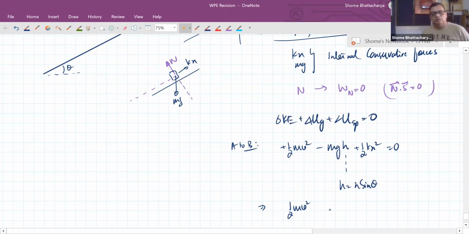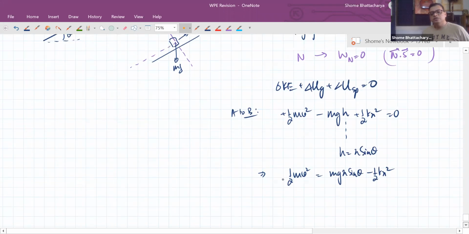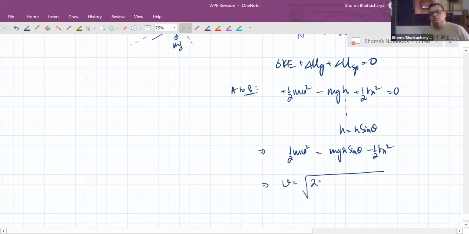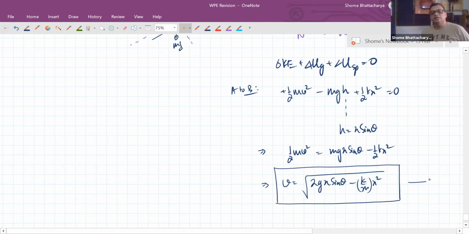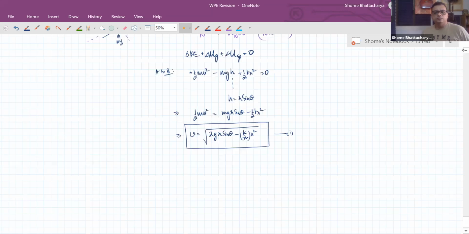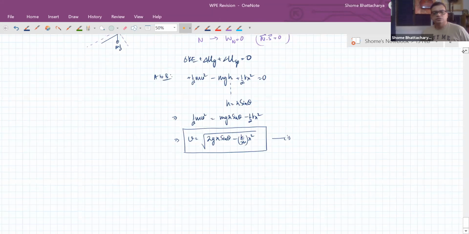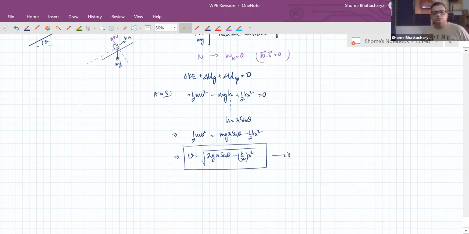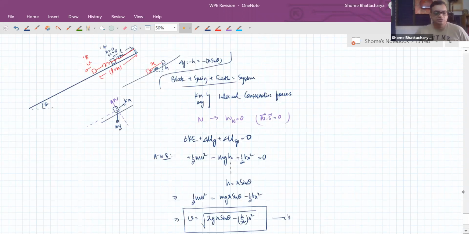half mv square is equal to mgx sine theta minus half kx square. Or we can substitute v as square root of 2gx sine theta minus k by m x square. So this becomes the answer to our first part. This is the speed v as a function of x. Okay, so this is the application of the work energy theorem. In this case, it becomes conservation of mechanical energy.